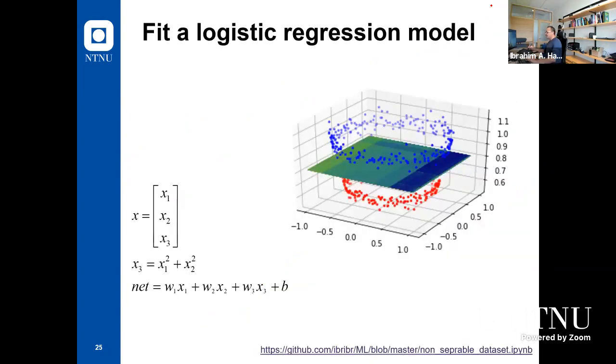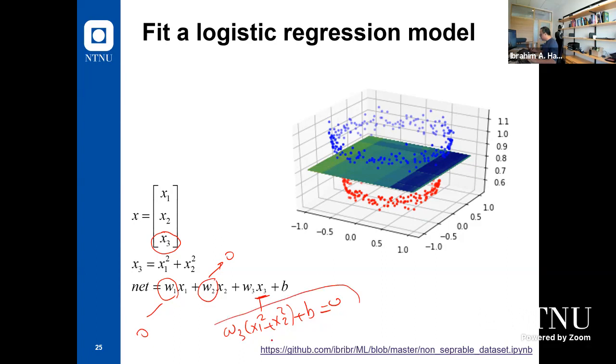When we extended the feature with the higher order feature, which is x3, what happened? Now the straight line becomes omega 1 x1 plus omega 2 x2 plus omega 3 x3, because we added x3. But what is x3, in fact? x3 is x1 square plus x2 square. So it's multiplied by omega 3, plus b equals 0. Imagine that omega 1 equals 0 and omega 2 equals 0. So the decision boundary will be this one.